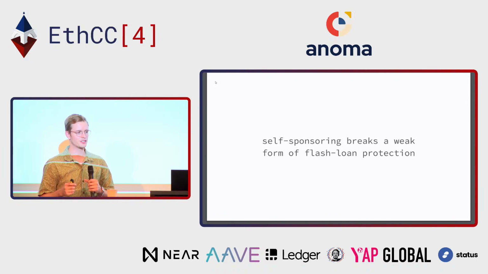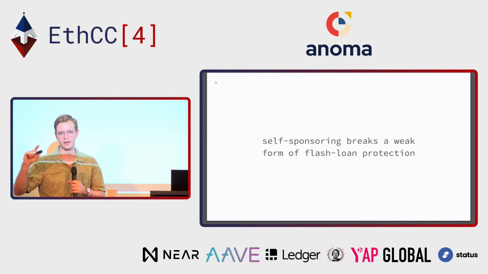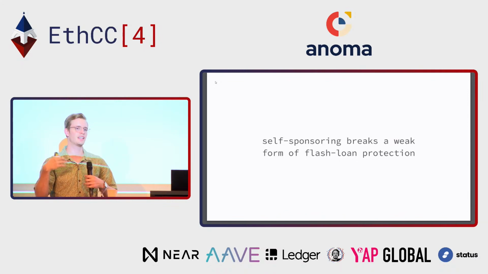Self-sponsoring transactions are a great use case, but unfortunately they break a weak form of flash loan protection. By break a weak form of flash loan protection, I mean some contracts have this line where they say require tx.origin equal msg.sender. The thinking behind this is that the only time that can be true is in the first frame of execution. And if it's true in the first frame of execution, then there was no way they could have gone out to a flash loan and brought in a few hundred million dollars.